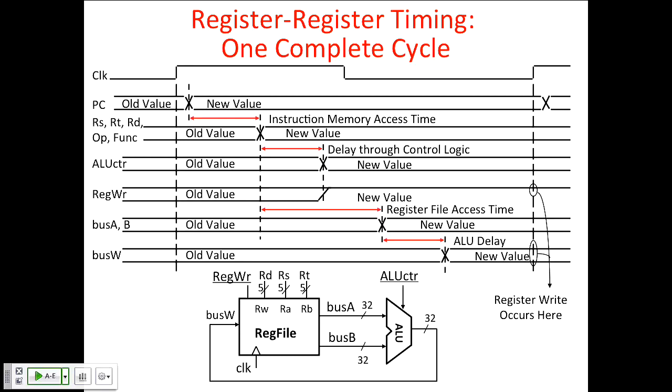Yep, question? Daniel? No, so this delay here is just the program counter value, that 32-bit register, from the clock edge to the output of those 32 bits changing. We haven't got to the instruction memory yet.